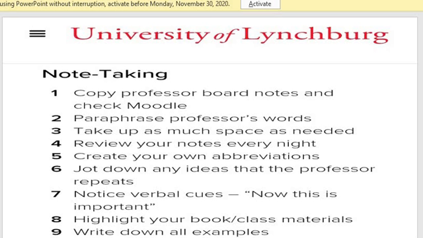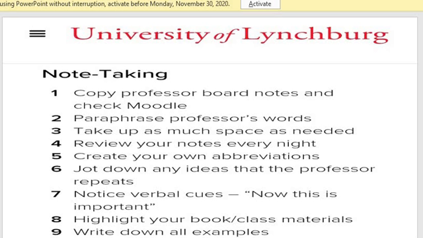And next, jot down any idea that the professor repeats. Whatever the professor repeats means it is an important thing for you. It can be important for your exams, so repeat it every night. Repeat it whenever you take time. And next is: notice verbal cues. Now this is important. This is a very important topic in a line as well, so you need to take these things very seriously.